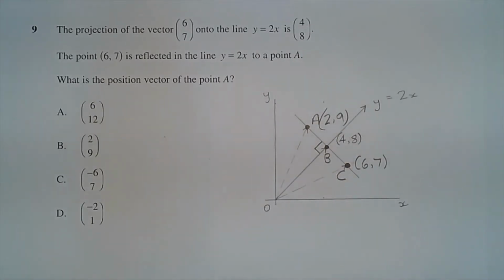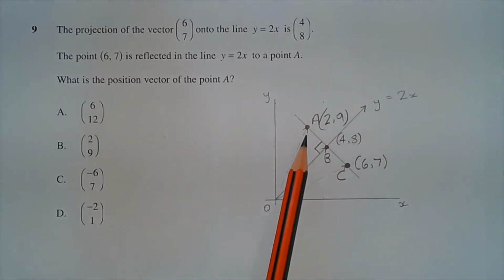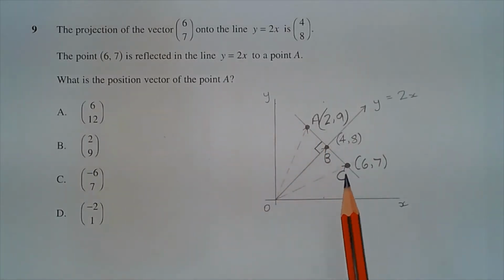Looking at it from the point of view of coordinate geometry, the endpoint of vector OC has coordinates (6, 7), and the endpoint of vector OB, which is the projection of OC onto the line y equals 2x, has coordinates (4, 8). Now point C is reflected in the line y equals 2x to a point A, such that the distance from point C to point B is equal to the distance from point B to point A, and the gradient AC is perpendicular to the line y equals 2x.